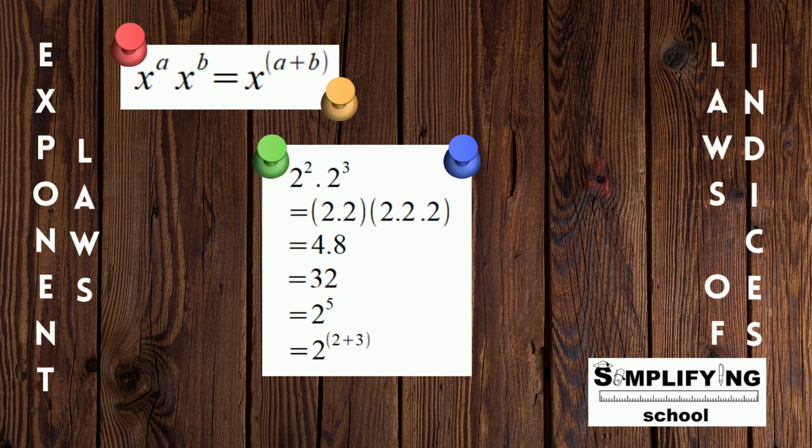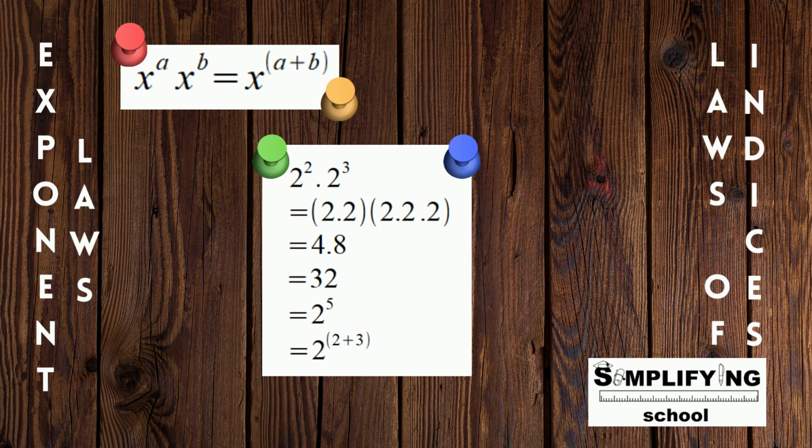Let's start with the very first one. This is the one most people learn as their first one. So we've got x to the power of a times x to the power of b is equal to x to the power of a plus b. Now, I'm going to show you these things with examples. So I'm going to take 2 to the power of 2 times 2 to the power of 3. We know that we can write it as 2 times 2 and 2 times 2 times 2. We know that the 2 times 2 is equal to 4 and the 2 times 2 times 2 is equal to 8. 4 times 8 is equal to 32.